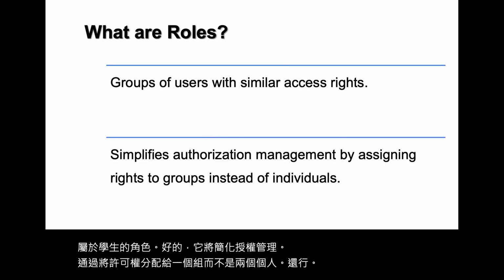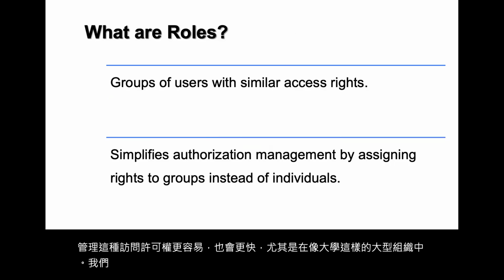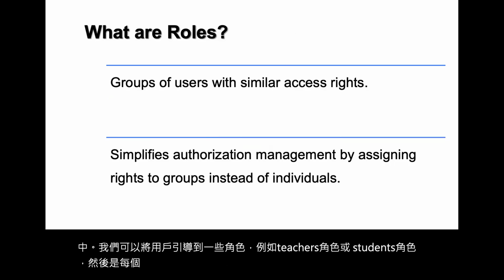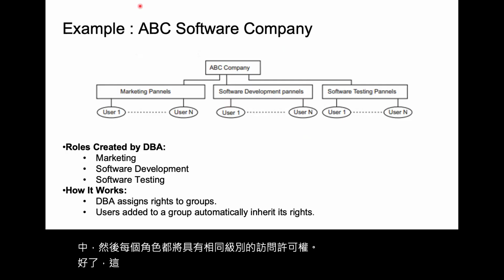It will be easier and faster to manage this kind of access rights, especially in large organizations like a university. You can just group the users into roles like the teacher role or the student role, and then each of the roles will have the same level of access. Okay, so that was an example in a university. Now let's check in a company.